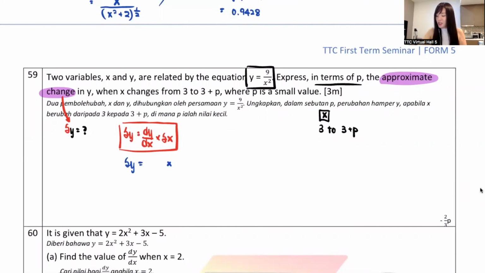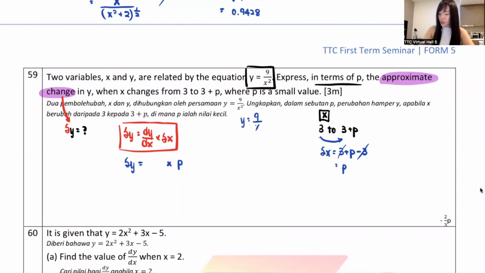My dear, look, your delta x is small change of your x. It's not 3. It's not 3 plus p. It's the difference between them. And I repeat, the difference between them is always the new one minus the old one. So 3 plus p minus 3, only left a p. So I don't understand why got one person tell me negative p. Isn't delta x is p? Don't write negative. Then dy dx, how do I get dy dx?